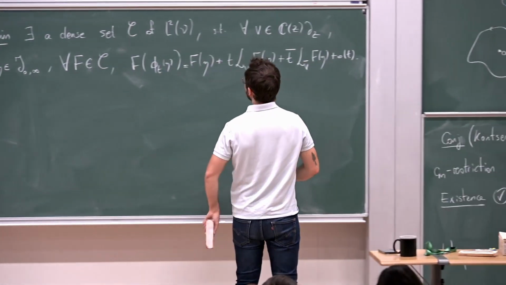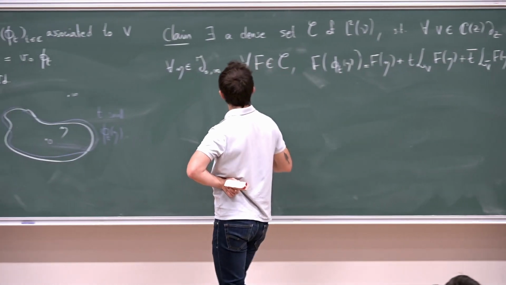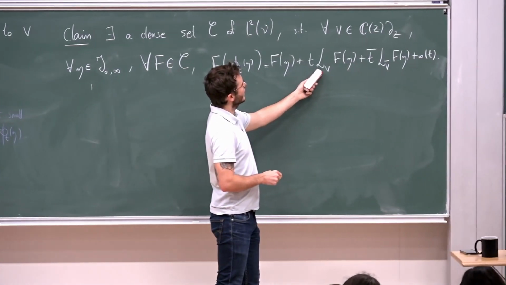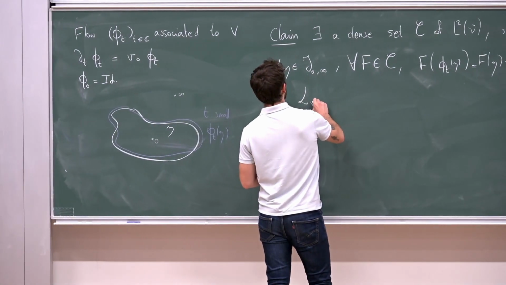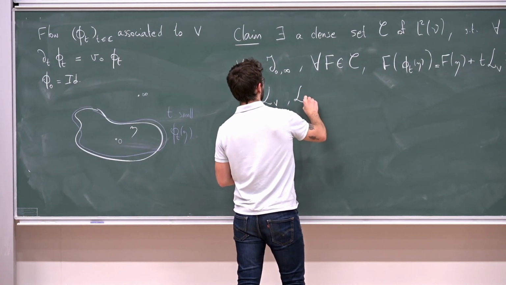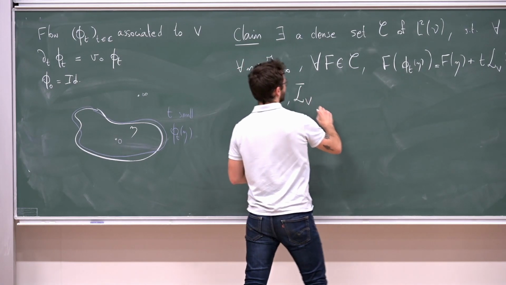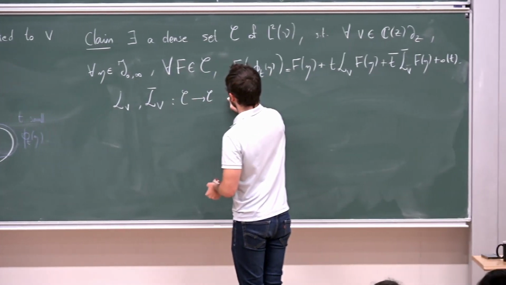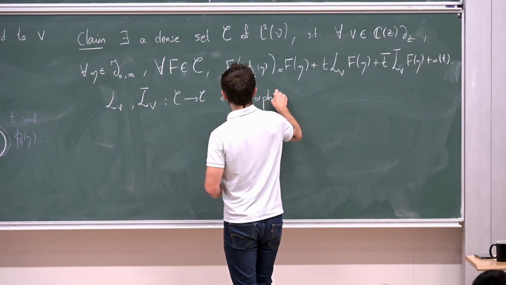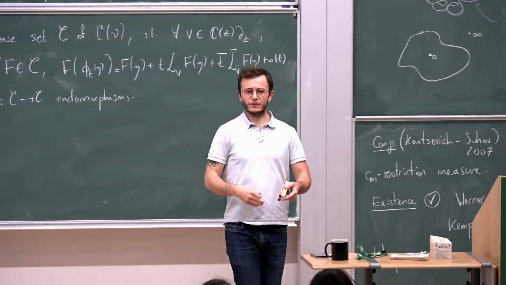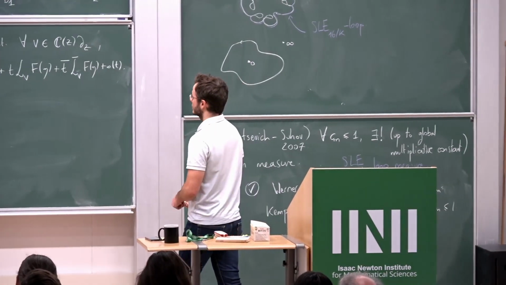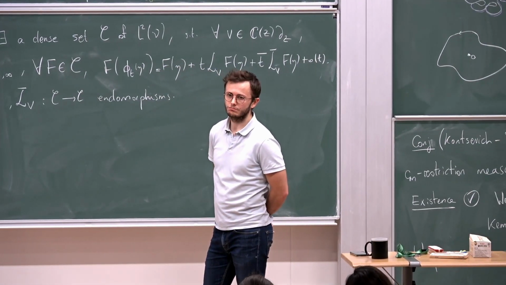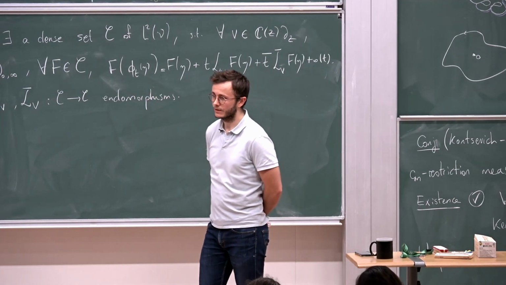So this claim says that there exist things like this, and my operators L_V and L_V bar are endomorphisms of my space C. This is just saying that if I take a nice enough function f in my space of functions, then I can differentiate in the direction V. This is really just what this is saying. So it's the analog of what I had over there.